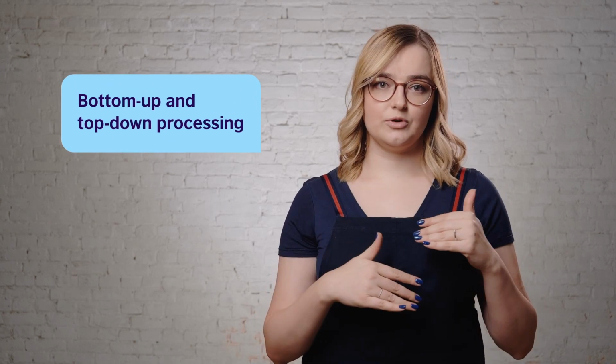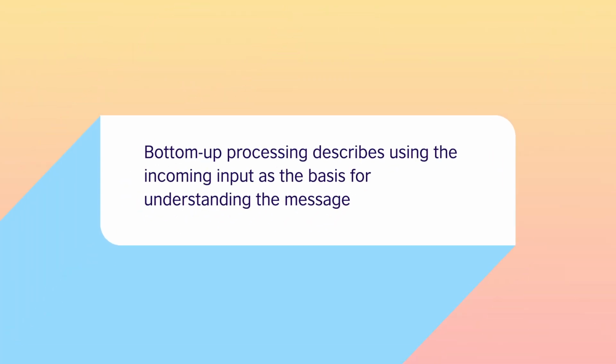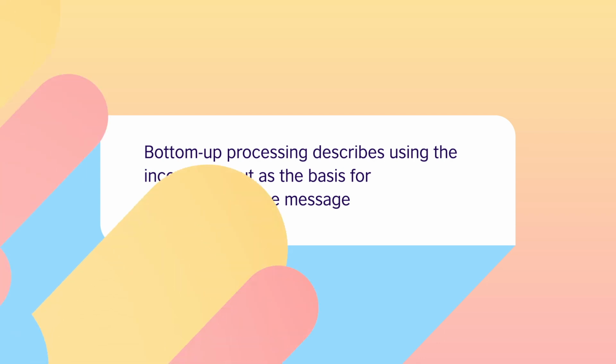There are 2 processes that are involved in listening comprehension: bottom-up and top-down processing. Bottom-up processing describes using the incoming input as the basis for understanding the message. Comprehension begins with the received data that is analyzed as successive levels of organization: sounds, words, clauses, sentences, texts, until meaning is derived. Comprehension is viewed as a process of decoding.